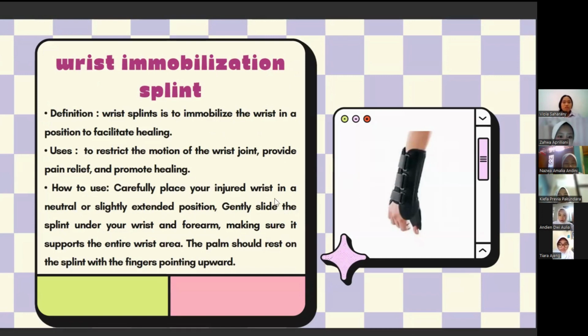Carefully place your injured wrist in a neutral or slightly extended position. Gently slide the splint under your wrist and forearm, making sure it supports the entire wrist area. The palm should rest on the splint with the fingers pointing upward. Next slide will be presented by Andin. Andin, time is yours. Thank you, Viola.